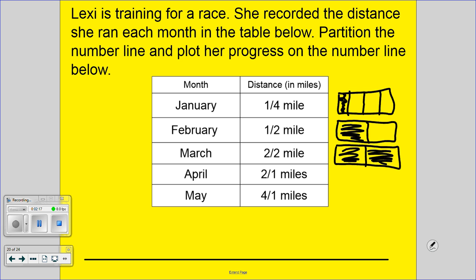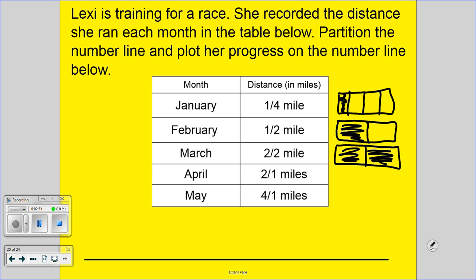What about April? Oh, that's tricky. Brian, what do you think April is? 1.5 miles. Nope, not 1.5 miles. Think about what that denominator is. If your denominator is 1, can you break something into 1 part? Are you sure? Do you know what it is? It is 2 wholes.